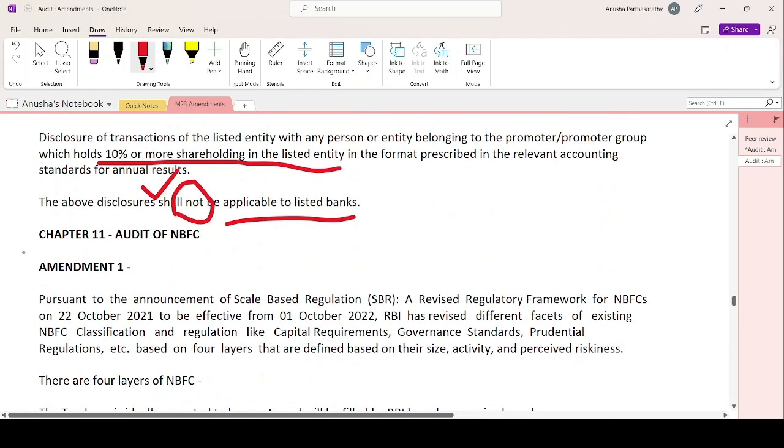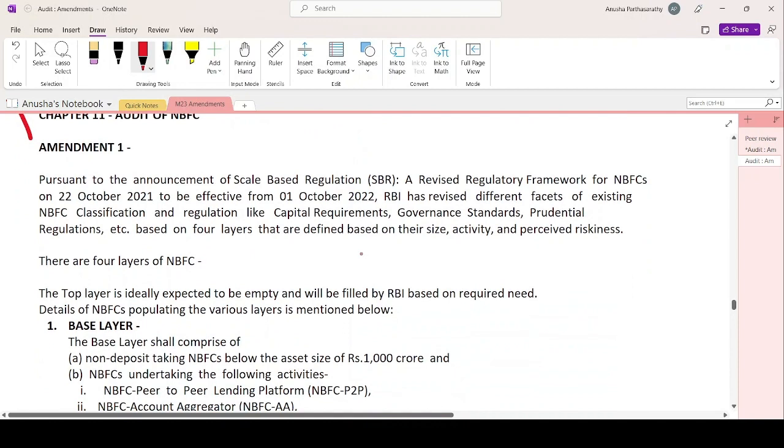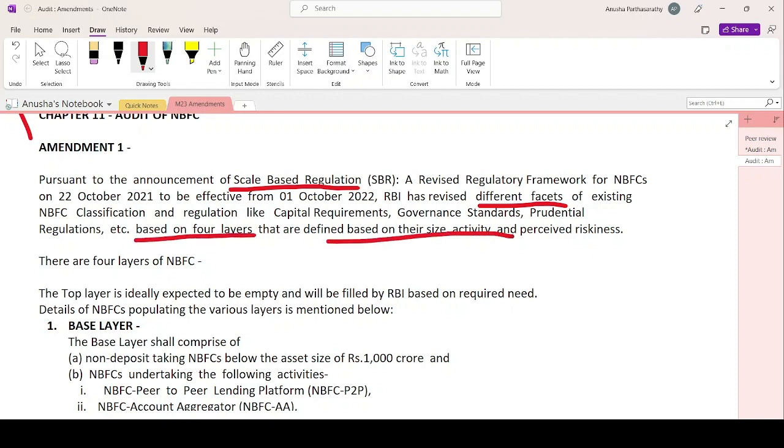Now let's move on with chapter number 11, audit of NBFC related amendments. Pursuant to the announcement of scale-based regulation, a revised regulatory framework for NBFC on 22nd October 2021 to be effective from 1st October 2022, RBI has revised the different facets of existing NBFC classification and regulation, like capital requirements, governance standard, prudential regulations, etc., based on 4 layers that are defined based on size, activity, and perceived riskiness.